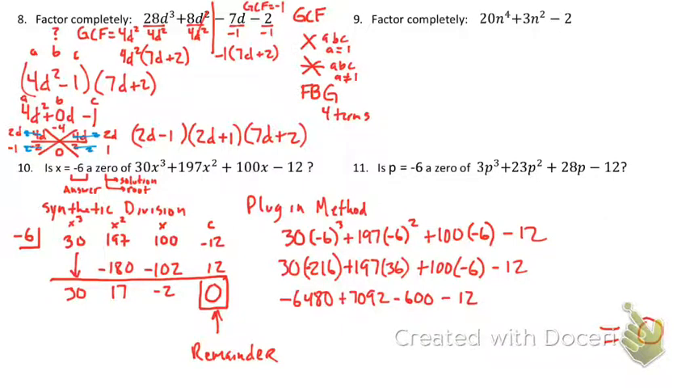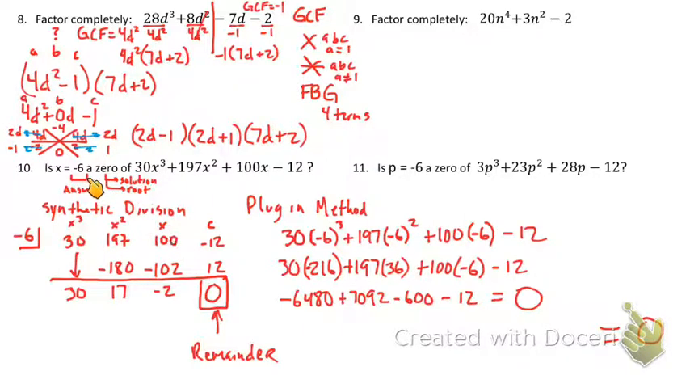All right, and now we're just going to add and subtract from left to right. So negative 6,480 plus 7,092. Okay, I'm throwing this all in my calculator. That gives me 612 minus 600. So minus 600 from that, and then minus 12 from that. And guess what we get if we do this math? We get 0.